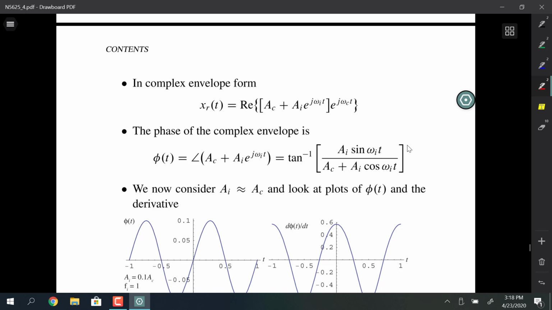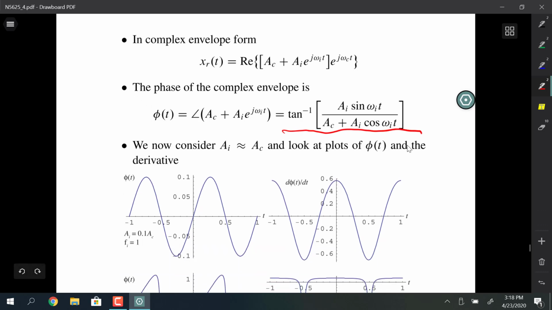I actually did it in Mathematica quite a few years ago just to put in the notes. I just played with the equations and wanted to see what the arctangent does. It's not a hard model. All I was really doing was just plotting this and the derivative of that when I would put in different values of AI over AC.